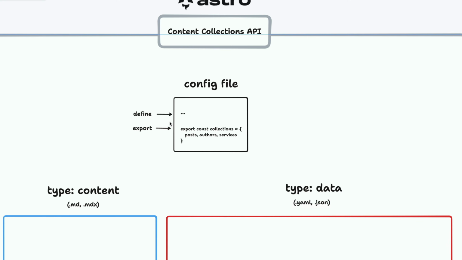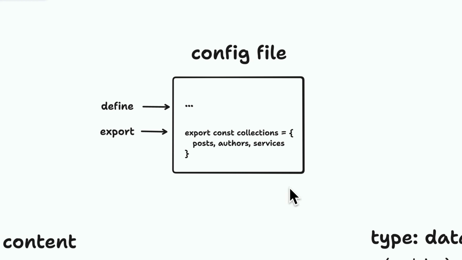So the config file is very simple. You basically just have a JS file or TS file that has one export, const collections. This is an object that references properties relating to your different folders. So here in this example, I've got posts, authors, and services.